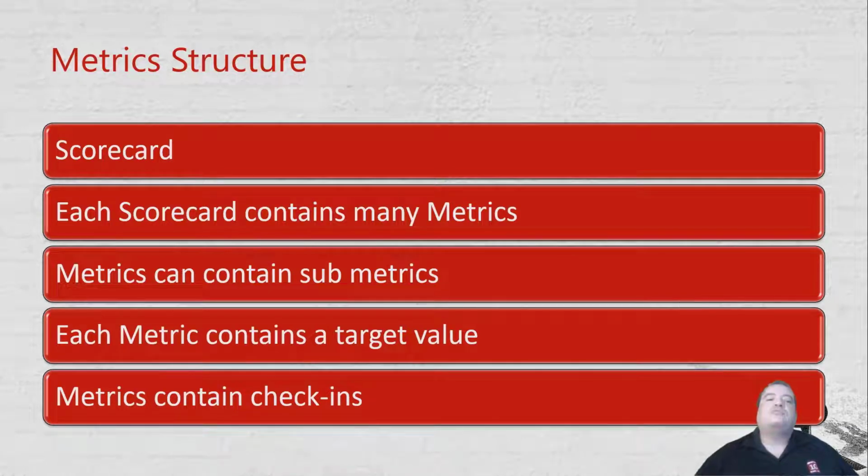And metrics contain check-ins. The check-ins are information about a specific value that metric achieved on one specific date. We tell the metric, on that date the value is this one. On this other date the value is this other one. And the metric will be following the progress of the value until it achieves the target value.